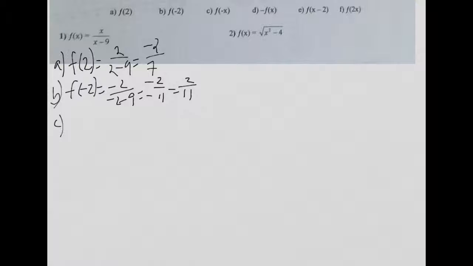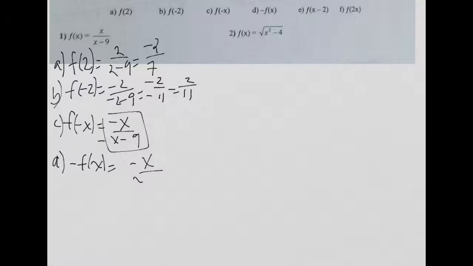so it's +2/11. The next one, f of -x, we plug in -x for x, so it's -x over -x minus 9. You cannot cancel the negative x's there because it's attached to a -9, so that's the answer for C. For D, we're negating f of x, so to negate that whole thing, we're just basically making the whole fraction a negative. So that's the answer for D.